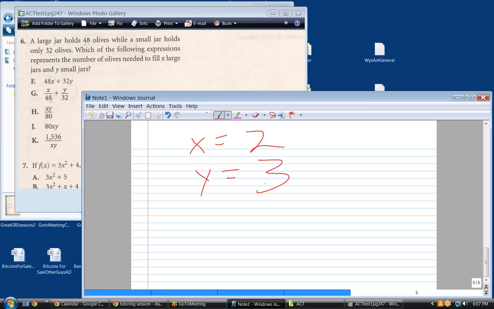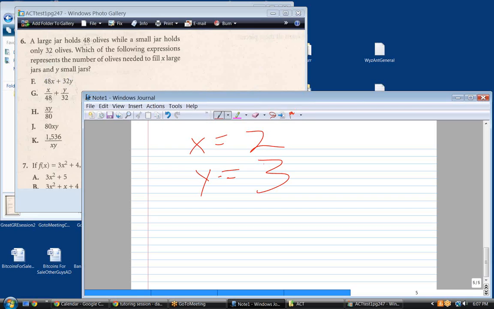In other words, if I had 2 large jars and 3 small jars, how many olives is it going to take to fill those? Oh, so it's F, because you're multiplying by how many jars there are. Exactly. So by picking numbers, the first thing you're going to do is say, well, it's 2 times 48, and then it's going to be 3 times 32. Well, that looks an awful lot like what this expression does.